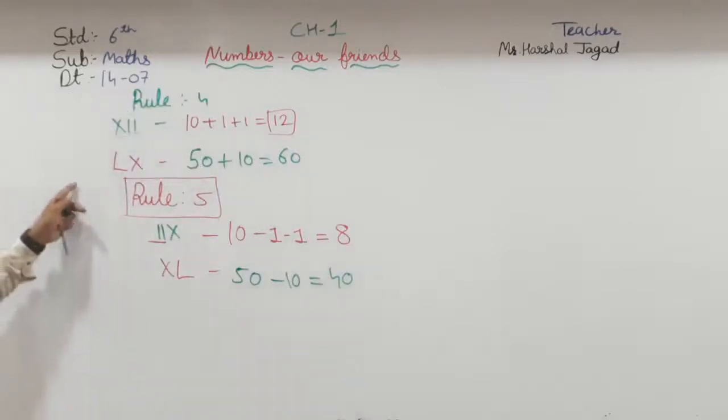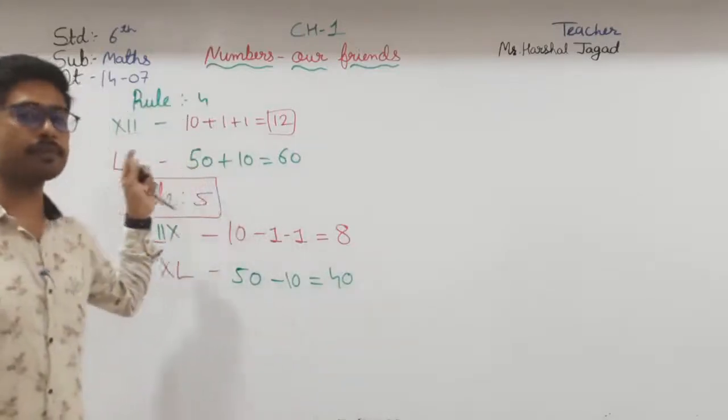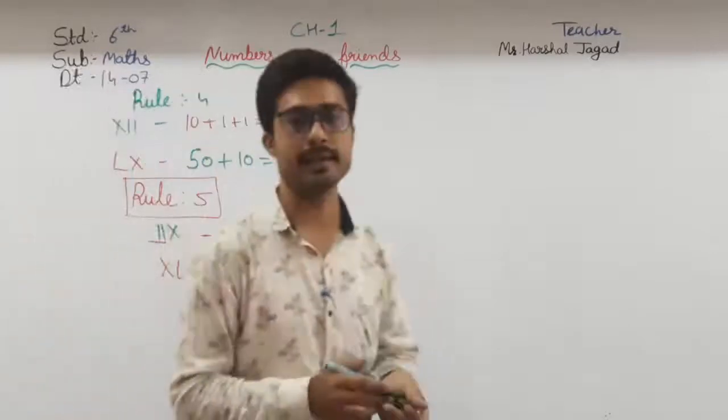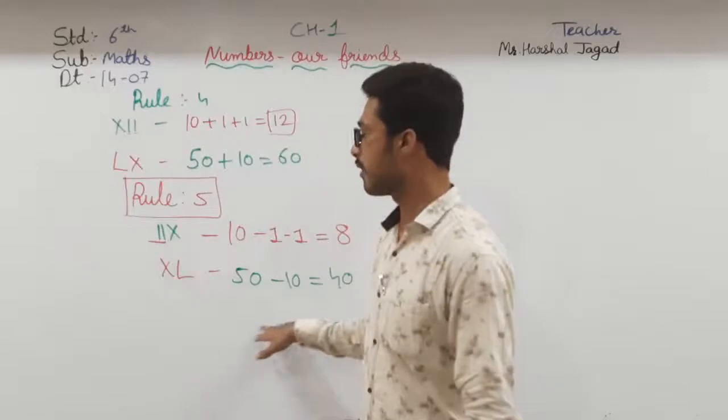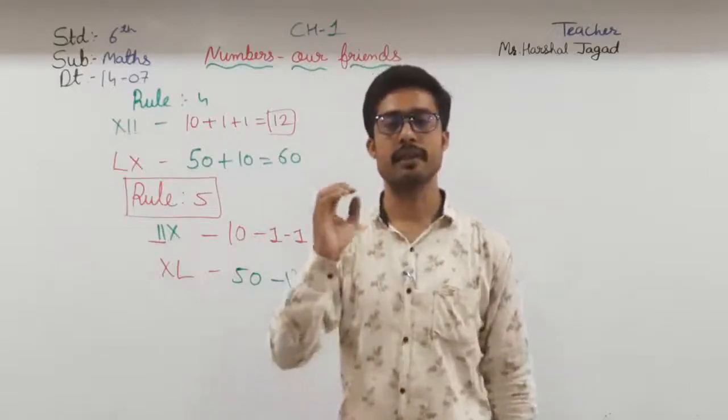Okay, here we have to add if the smaller digit is on the right hand side, and if the smaller digit is on the left hand side then we have to subtract. We have to just think that.